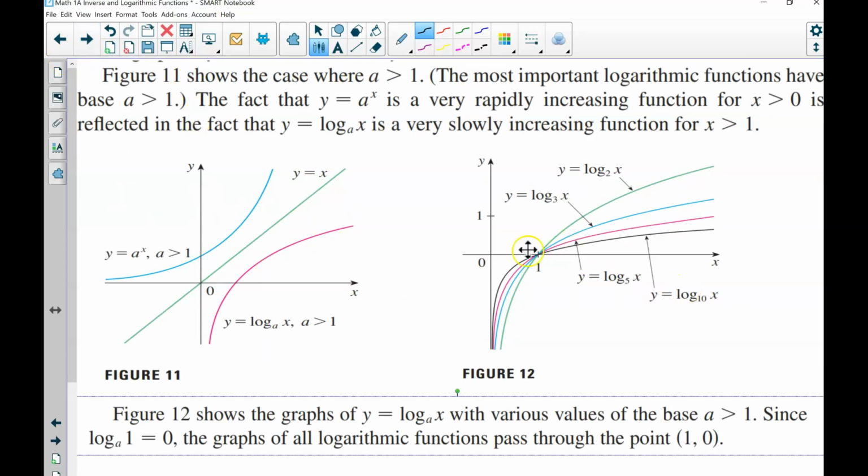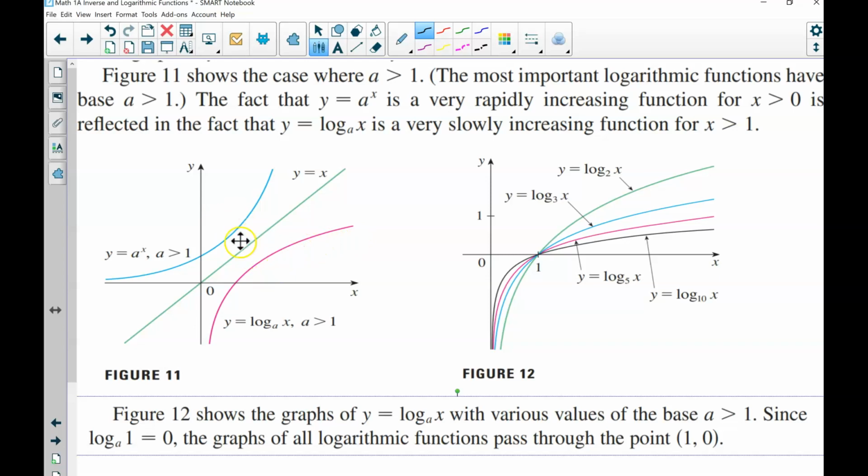Now, let's take a look at these two figures. This first figure is figure 11. It shows the case where a, meaning the base, is greater than 1. So the most important logarithmic functions have a base of a greater than 1. The fact that y equals a to the x is a very rapidly increasing function for when x is greater than 0 is reflected in the fact that the logarithmic function, which is the inverse, is a very slowly increasing function for when x is greater than 0.